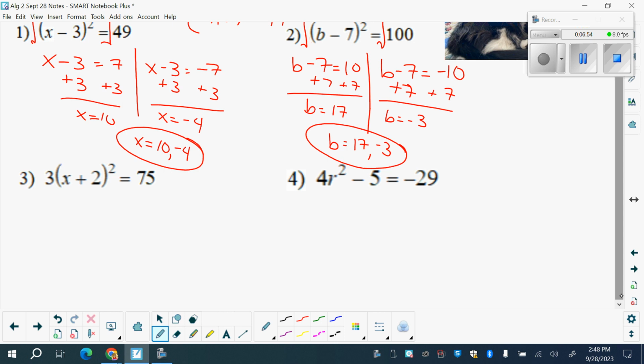What do we do in number 3? Same thing, but what do we do first on number 3? Yes, we cannot distribute that 3 because the square comes first. We would have to square it first. We don't want to. We want to solve it, and we want to use the square root because that's the easiest way. So we want to get rid of that 3 there by dividing both sides by 3. Does that make sense? So then we get (x + 2) squared is 25.